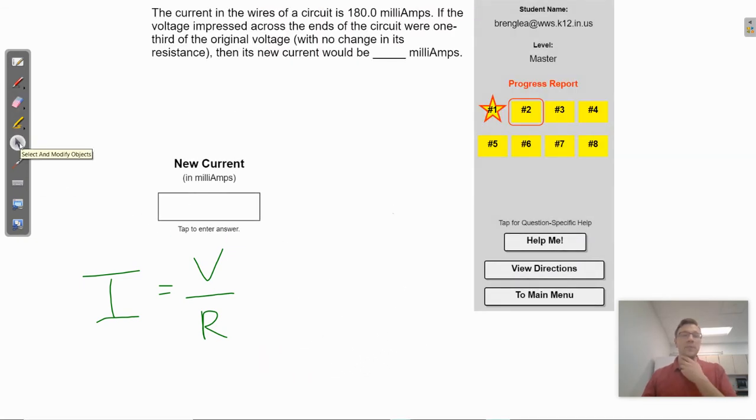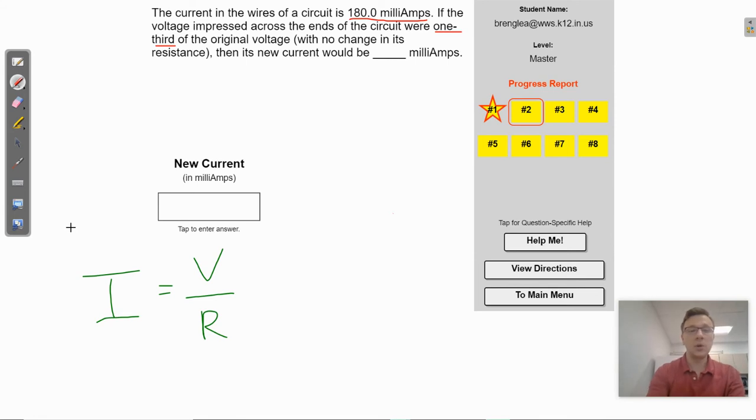So this time it says the current in the wires of the circuit is 180 milliamps. So here's our current. If the voltage impressed across the ends of the circuit were 1/3 of the original value, so we're dividing the voltage by 3.